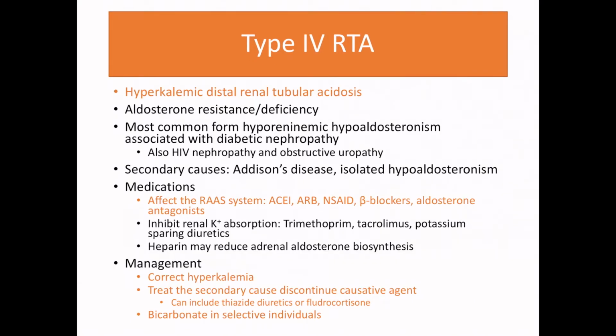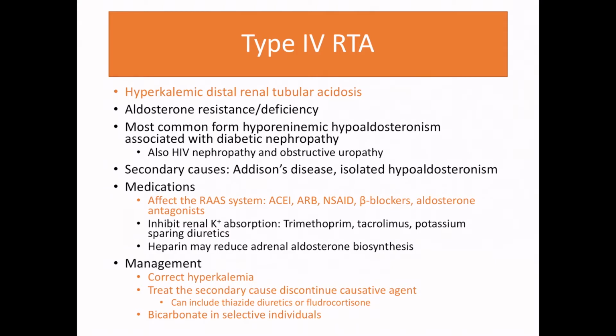Finally, you have type 4. The biggest difference between type 4 and the other types of renal tubular acidosis is that this one is associated with hyperkalemia. And so this is a distal renal tubular acidosis as well. It's associated not with a problem with your renal tubules, such as the proximal or distal convoluted tubule, but aldosterone resistance or deficiency. There are some disease states that may cause this, but most importantly, the medications.